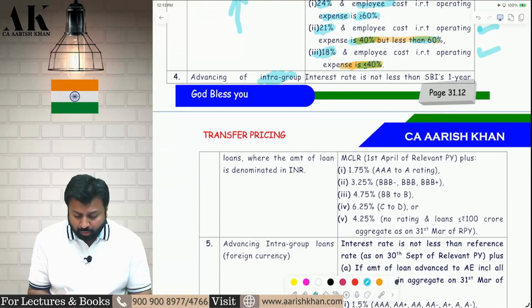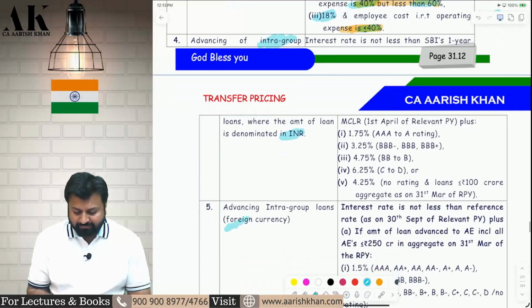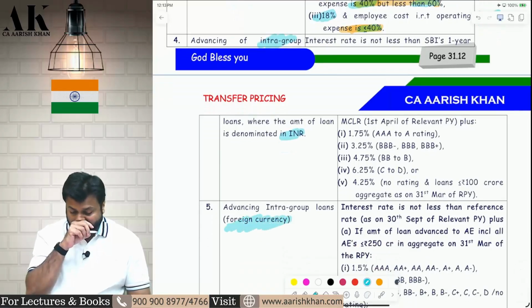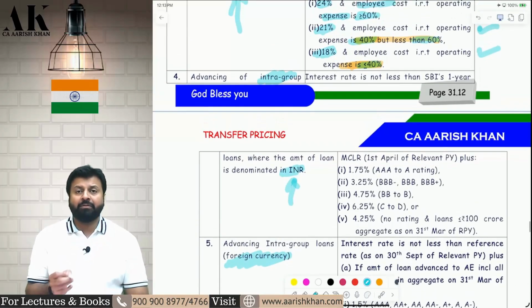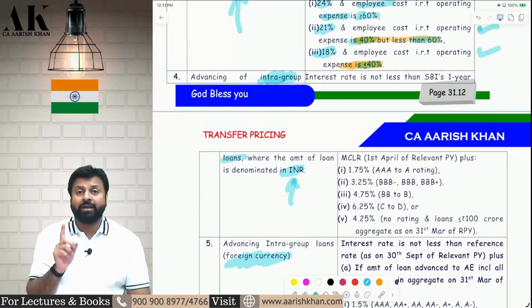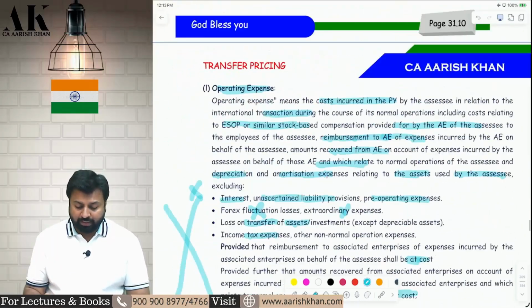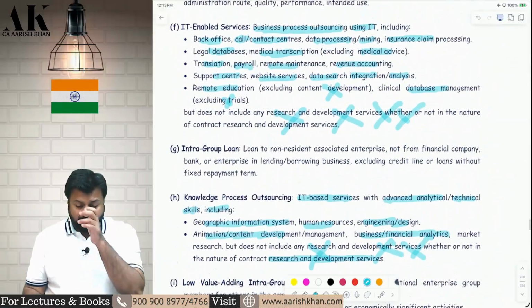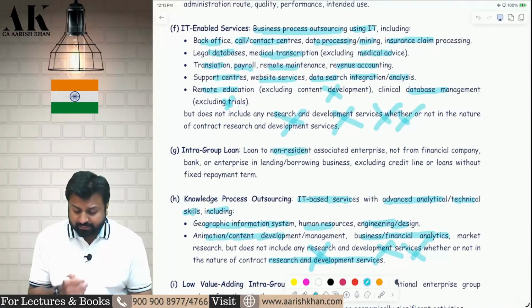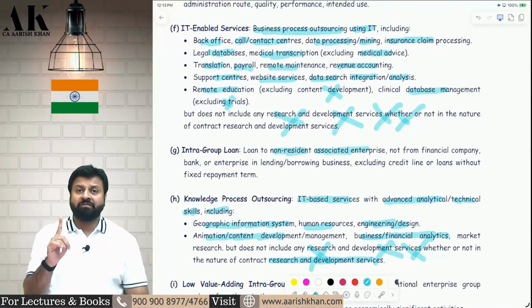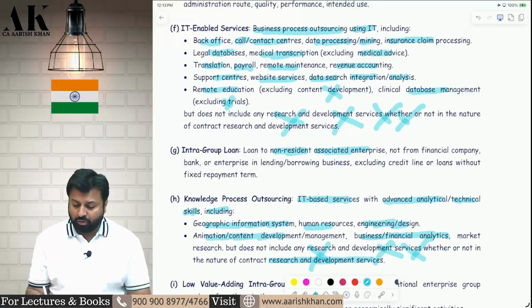Advancing of intra-group loan in Indian currency, and the next one after that, advancing of intra-group loan in foreign currency. Let's talk about Indian currency first. But before that, let's try to understand what you mean by intra-group loans. This is a very important definition for us. Intra-group loan means loan given to non-resident associate enterprise. Loan which is given only to a non-resident associate enterprise, not from any financial company or bank or lending or borrowing enterprise.